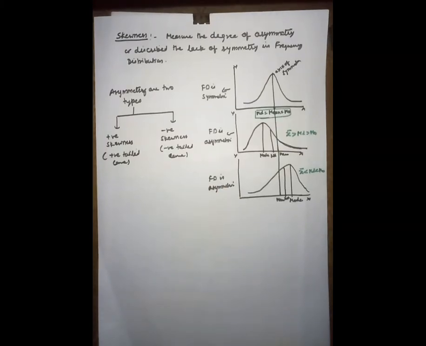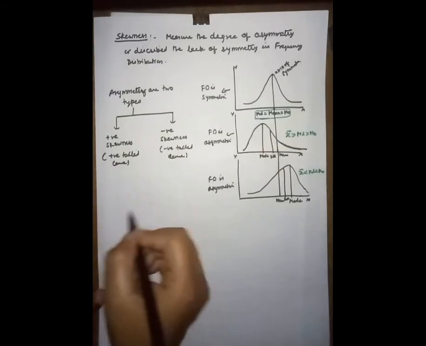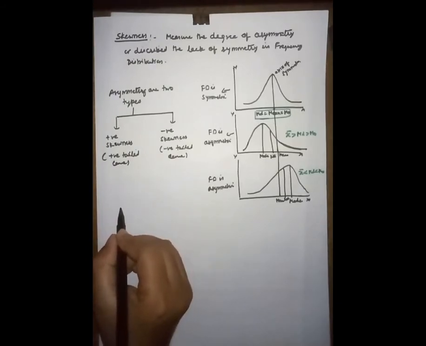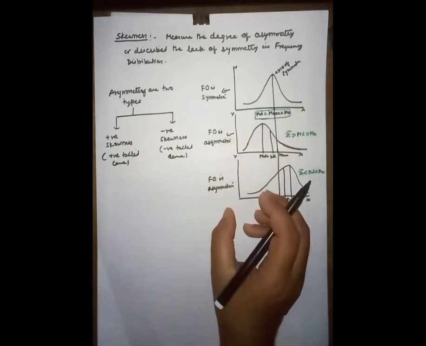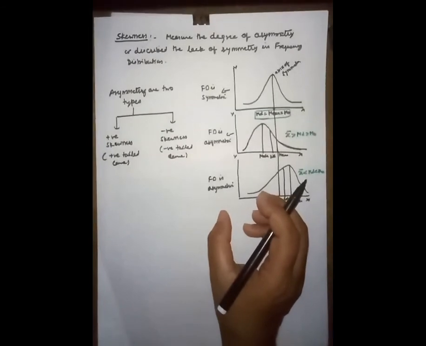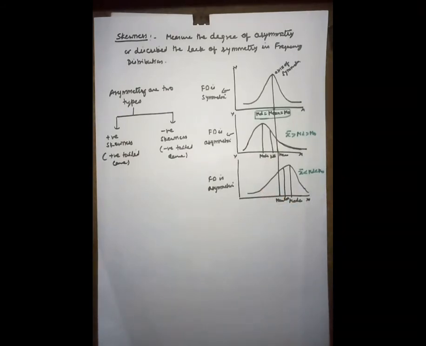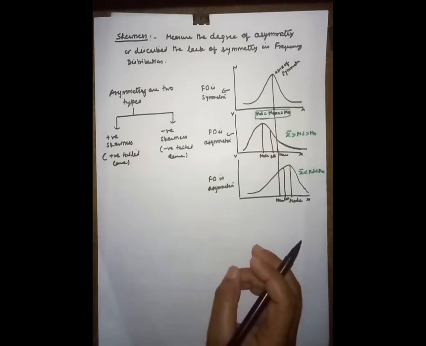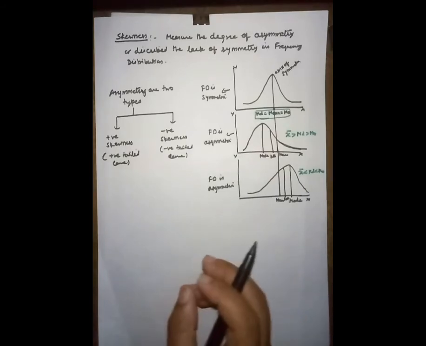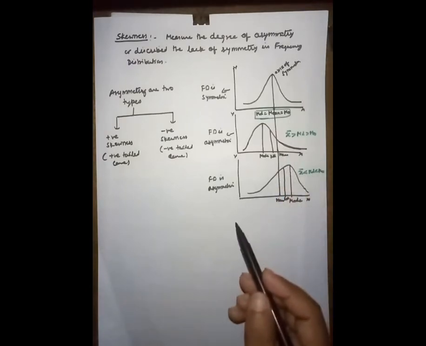Now, friend, write down the measure of skewness. How do you measure the skewness? Basically, a measure of skewness measures the degree of asymmetry. It tells us the direction and the extent of the skewness, how much it extends, right?